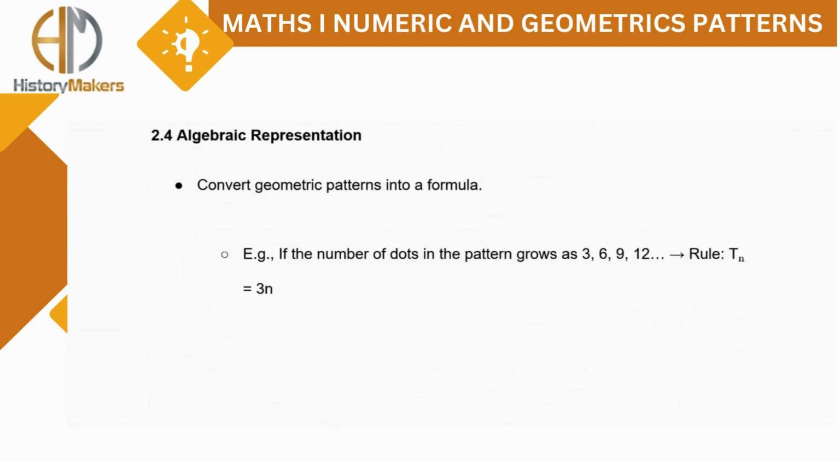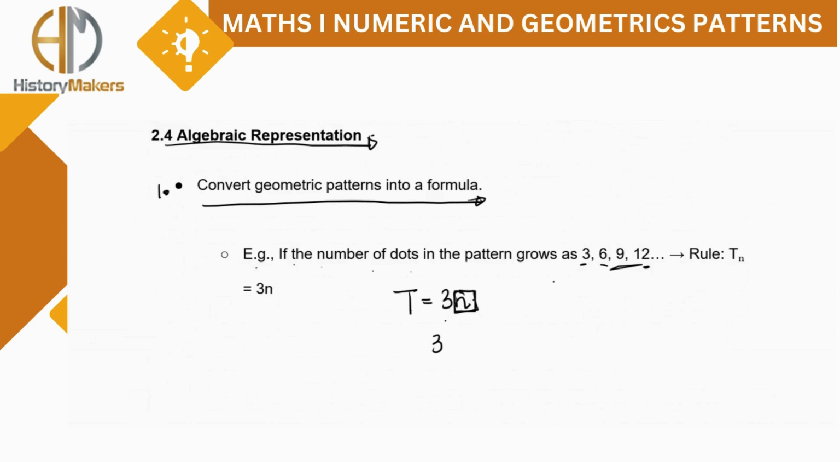Now let us do algebraic representation of our numerical patterns. We first start off by converting the geometrical pattern into a formula. So for example, if the number of dots in the pattern grows as 3, 6, 9, 12, then the general term will be T = 3n. This is done by simply, the n means the position.